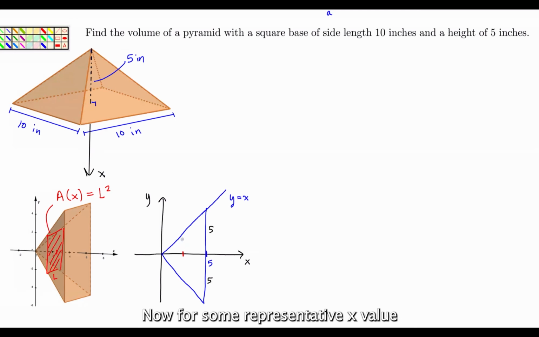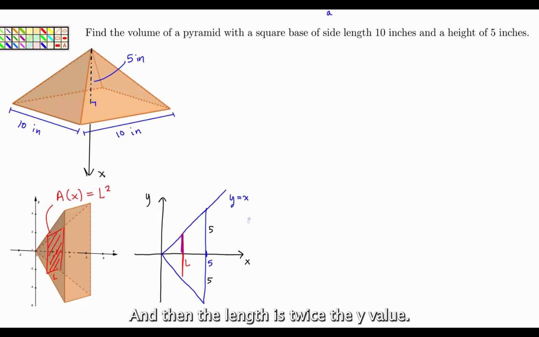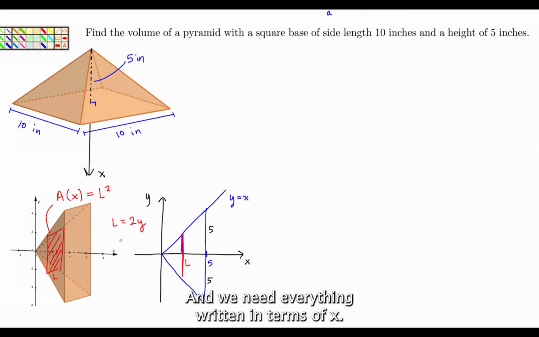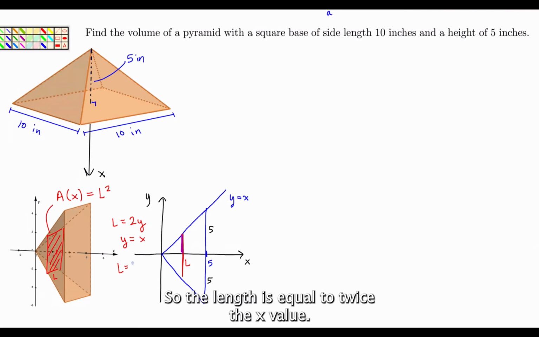Okay, now for some representative x value, I have my length here, and we can see the length is twice the y value. Right, so here's the y value there, and then the y value associated with that x value, and then the length is twice the y value. And we need everything written in terms of x, so we also have the y value is equal to the x value. So the length is equal to twice the x value.